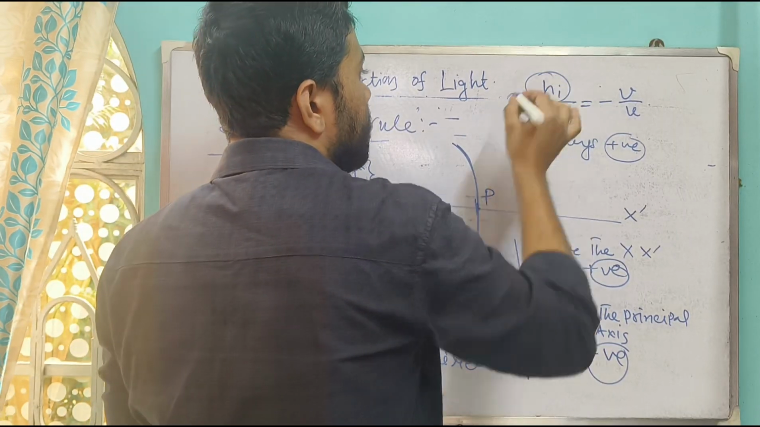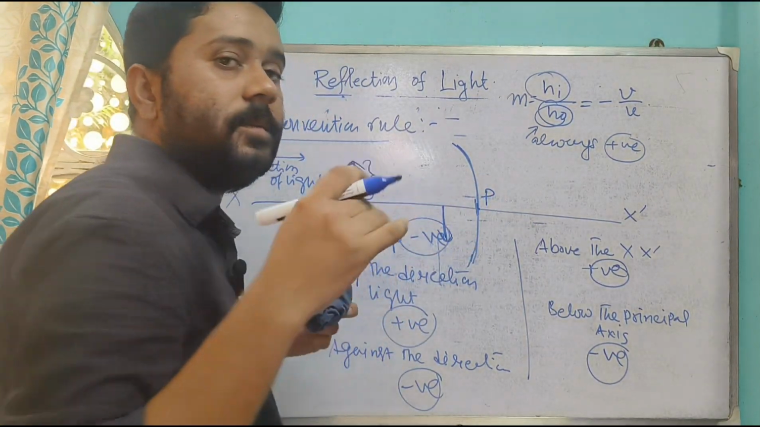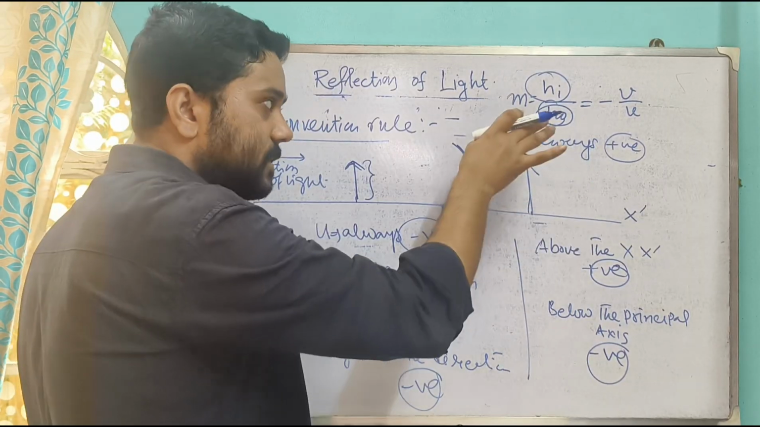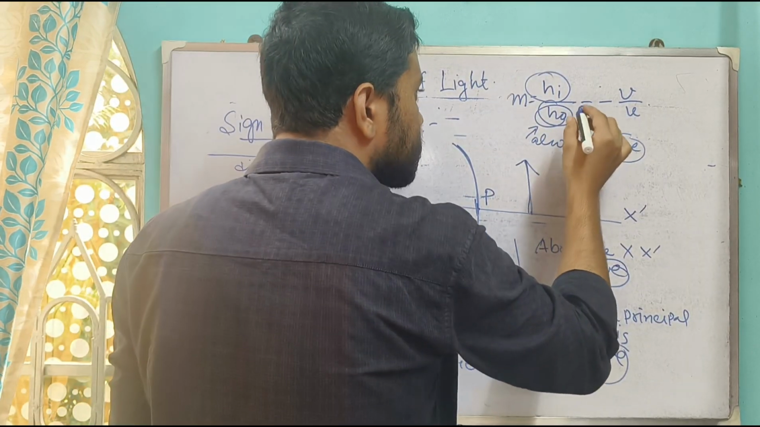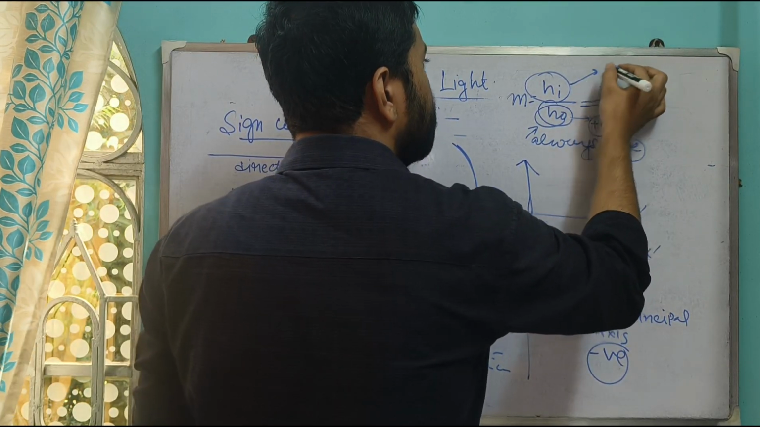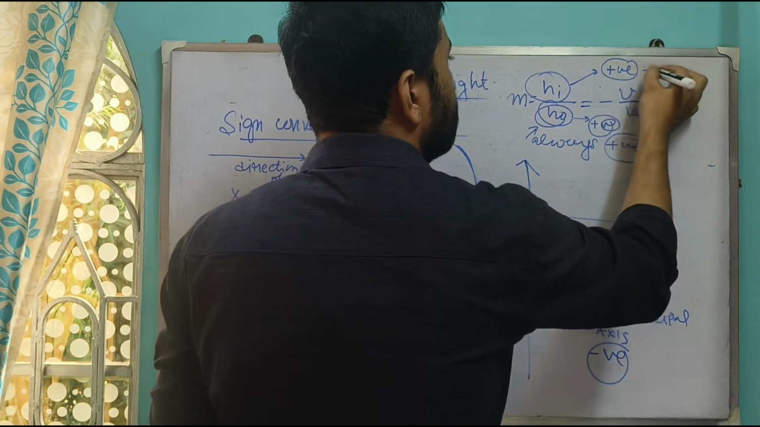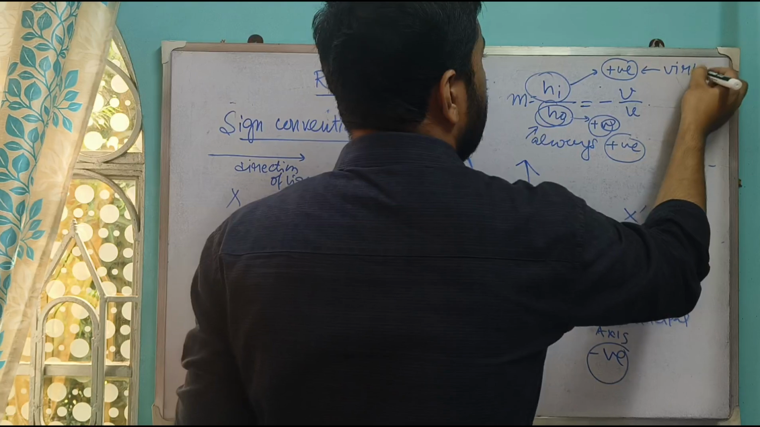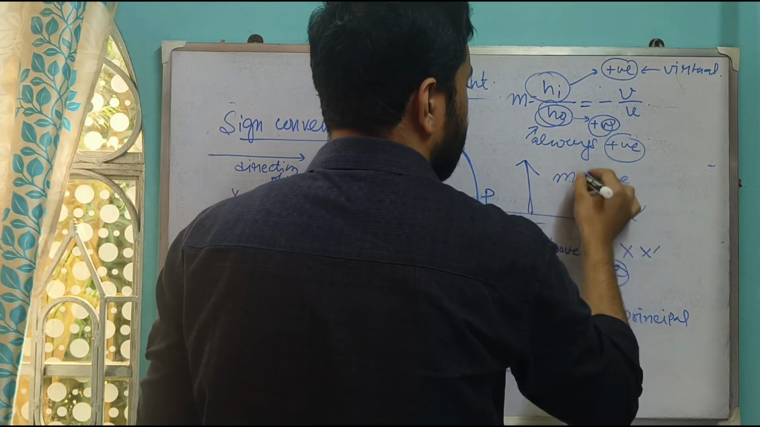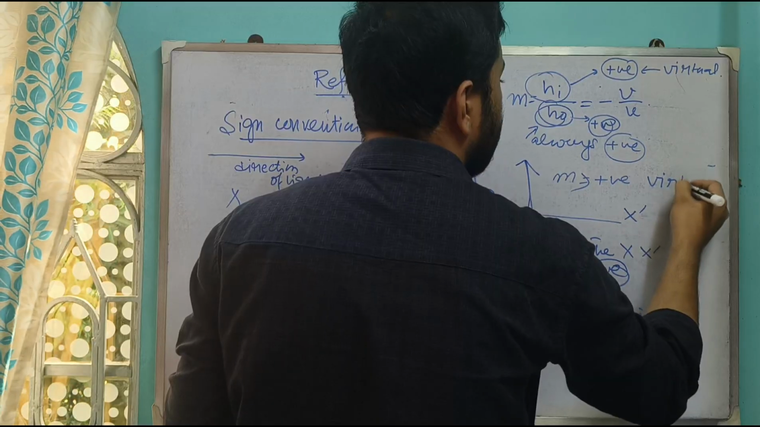Now the height of the image will be positive if it is a virtual image. Virtual image means above the principal axis, so at that time it is always positive. And hi is positive when the image is virtual, and the value of m will also be positive. The value of m will be positive if the image is virtual.